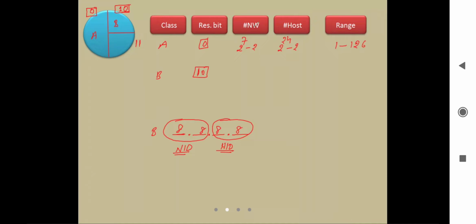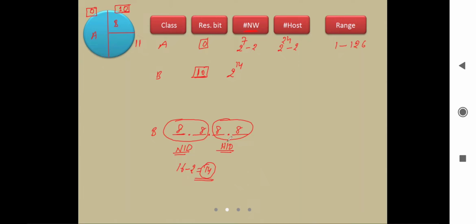Now I want to find out the number of networks. Number of networks means 8 plus 8, 16 bits. Out of that 2 bits are reserved, we cannot change them. So 16 minus 2 is 14. So 14 bits are there. With the help of 14 bits, how many numbers are possible? 2 power 14 numbers are possible, and we will not subtract anything from this because there is no special kind of address here, right? So no special address.